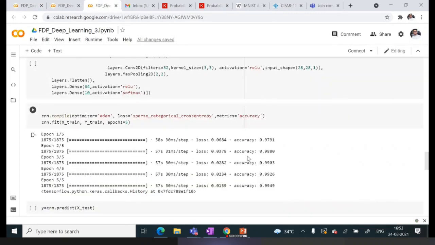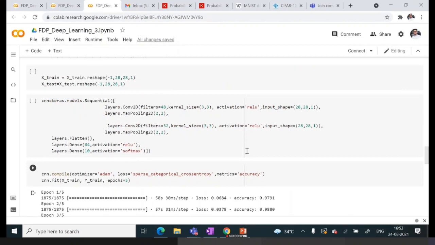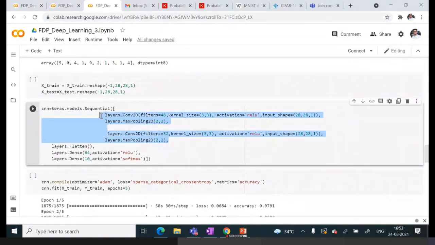Let's check this. So here I have applied the CNN on our MNIST dataset. And as you can see here, the major change is here. I've used 48 filters initially, each of size 3 cross 3, and the input shape is 28 cross 28 cross 1. Why 1? Because I have just one channel. This is a black and white image, right? So there is only one channel, and the activation is ReLU, kernel size is 3 cross 3. Again, max pooling 2 cross 2, and I've reduced the filters in the second layer.